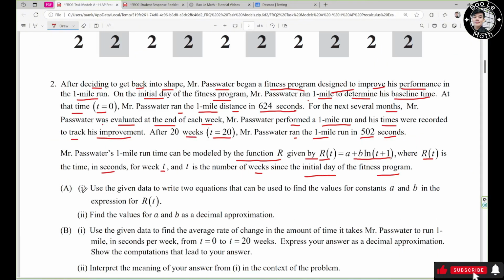Now question A, I, and A, 2I. Use the given data to write two equations that can be used to find the values for the constants A and B in the expression R(t). And then 2I. Find the values for A and B as a decimal approximation. Alright, so we're given the equation right here, and we have 2 points. The first one, t equals 0, 6:24 seconds, right? And second one, t equals 20, is going to be 5:02 seconds, right?